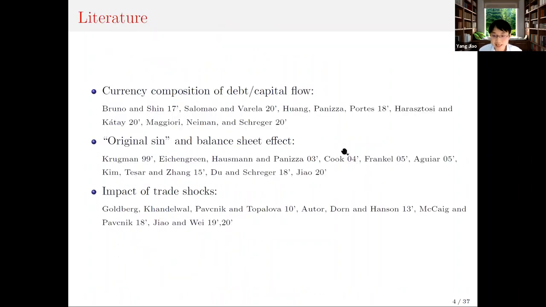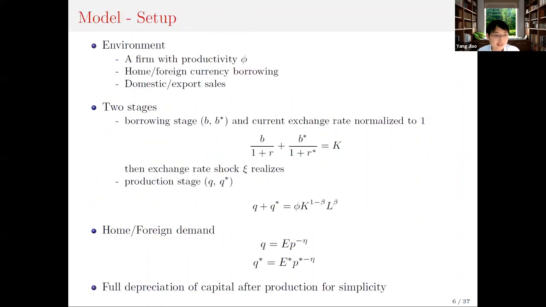So this literature, I will just directly skip. This includes our wonderful discussion of Bruno and Shin's paper as well. Okay, so this is the simple model here.